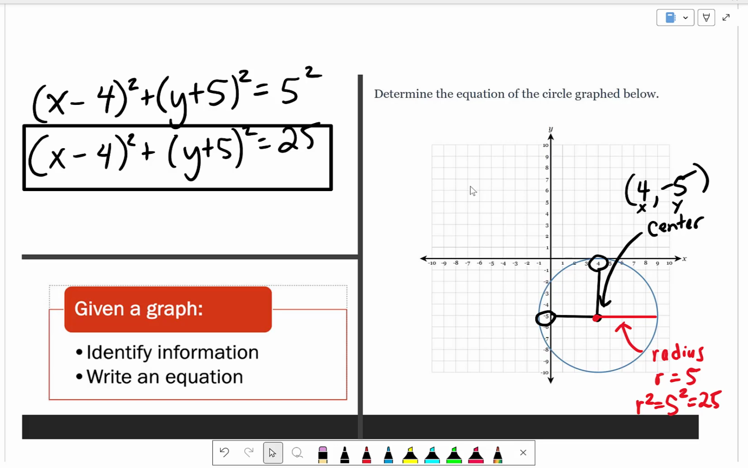Now you can check your answer. So the center is 4 for x, -5 for y. The radius is 5 because it's 5 spaces. 1, 2, 3, 4, 5. So now for the equation, +4 now changes to -4. -5 now changes to +5. And then the radius is 5 right here, and then we need to square it to make 25. And then this is your final answer.